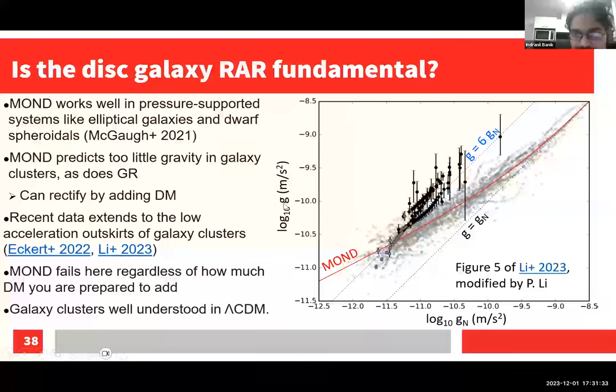It doesn't affect the y-axis. Mm-hmm. Okay.